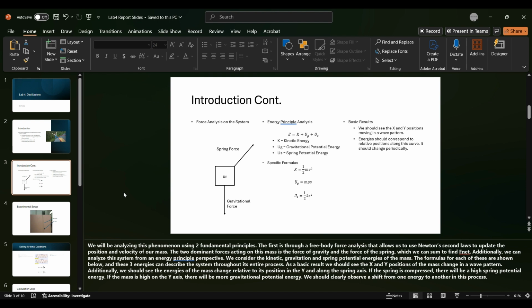And we should also see the energies of the mass change relative to the position in y and along the spring axis. If, for example, the spring is compressed, there will be a high spring potential, and if the mass is high on the y-axis, there will be more gravitational potential energy, and we can observe this shift throughout as the mass moves along the spring.